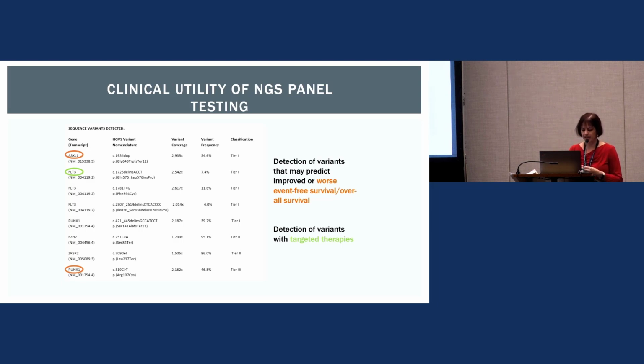We've detected ASXL1 mutations and RUNX1. We know those are generally associated with a poor prognosis, and so this patient may have a worse course of disease. But we're also seeing things like FLT3 mutations, and we now know that there are therapies available for FLT3, so this type of information can be useful to try and treat this patient most appropriately.